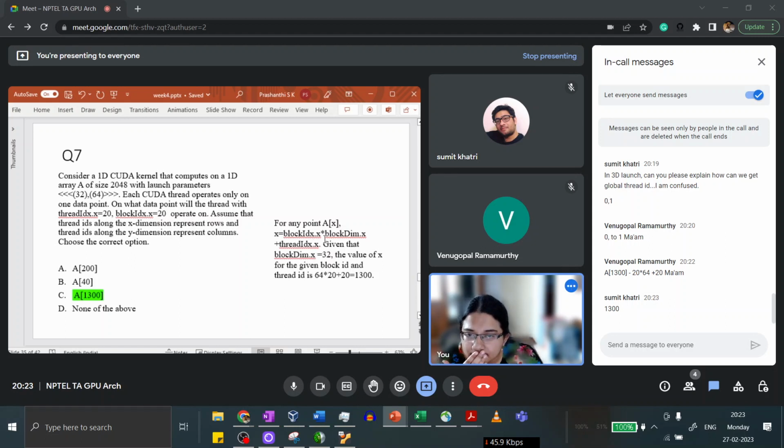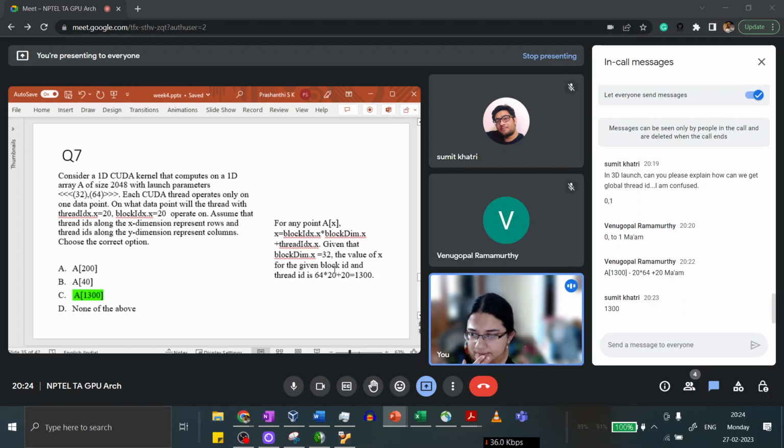So that gives you 64 here and 64 into 20, right? Your block dimension is 64 rather, so it should be 20 into 64 more correctly. Then the offset within this particular block, the thread ID, has an offset of 20. So you will add that 20 to this. So 20 into 64 plus 20 gives you 1300, as I think all of you got correctly.